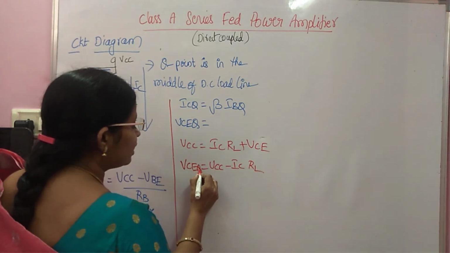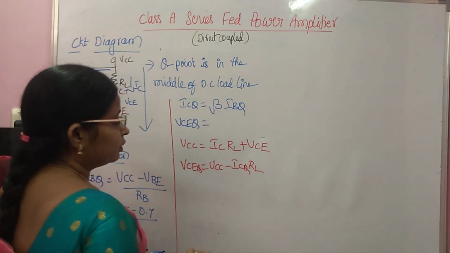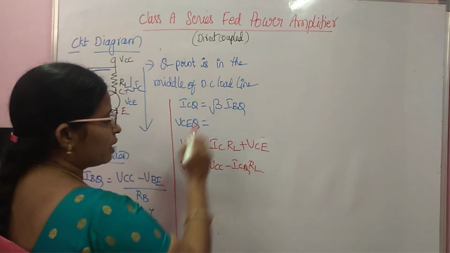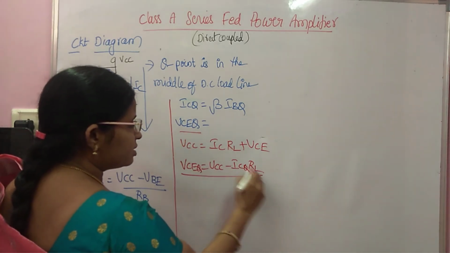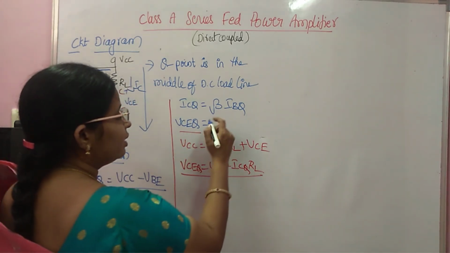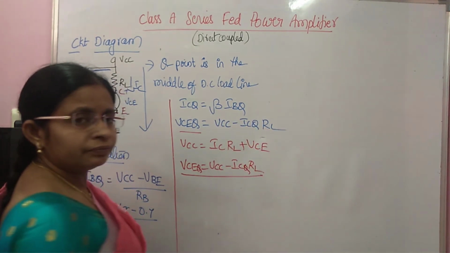Simply you add another suffix Q. So first find ICQ from IBQ. Then VCEQ can be found like this. So what is VCEQ totally? It is VCC minus ICQRL.